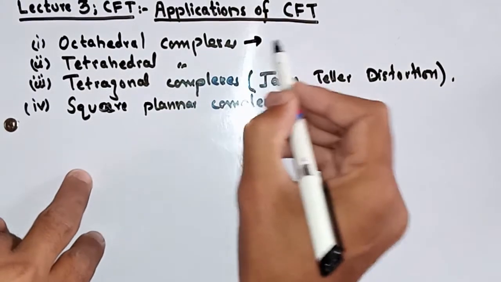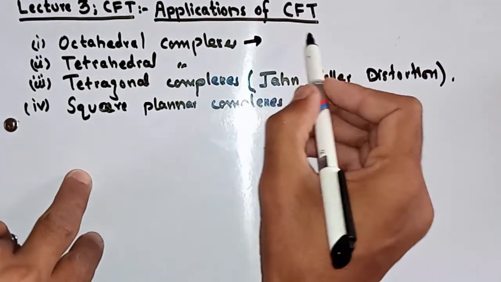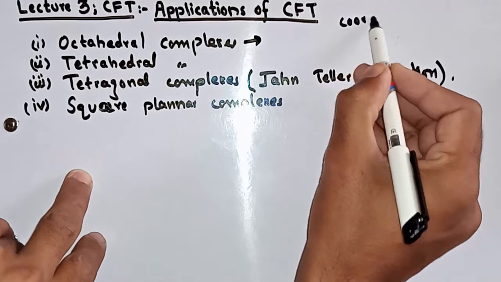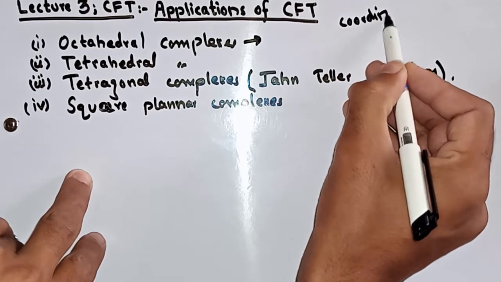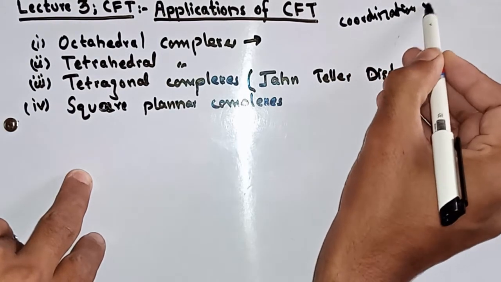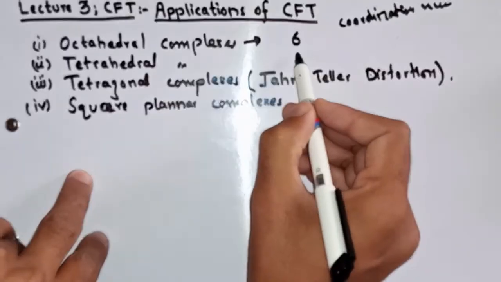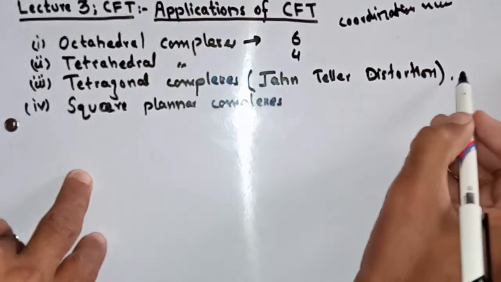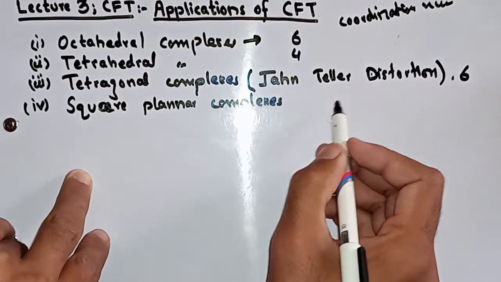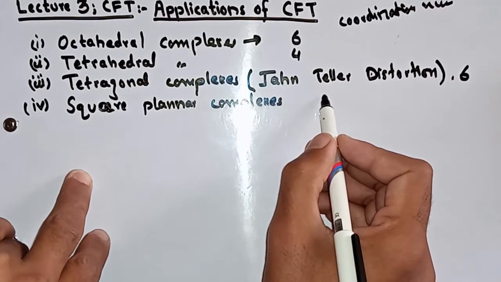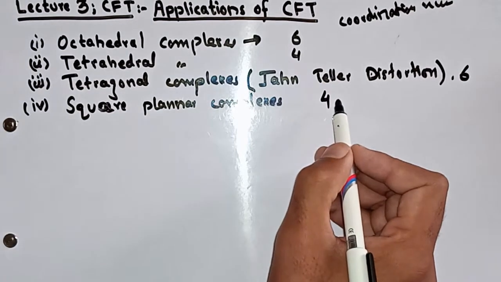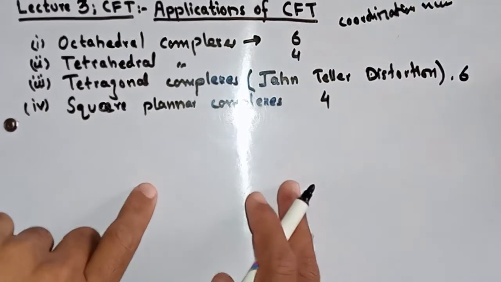In octahedral complexes, the coordination number will be 6, in tetrahedral complexes it will be 4, in tetragonal complexes it will be 6, and in square planar complexes it will be 4. So is it clear?